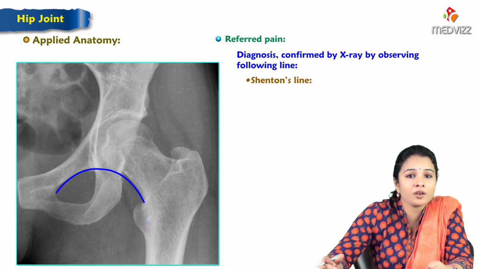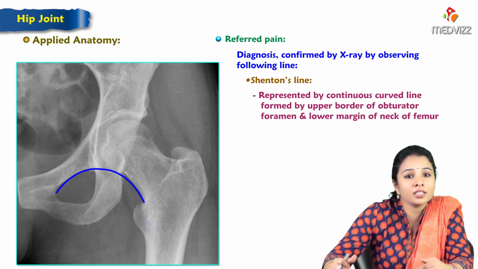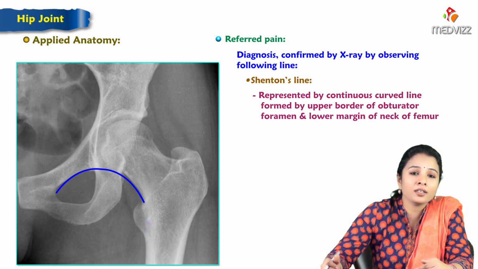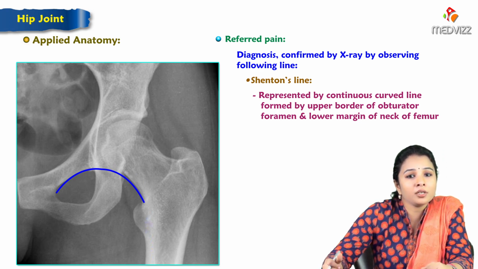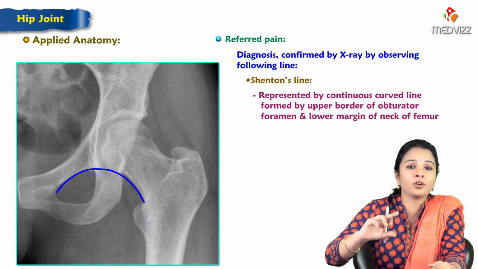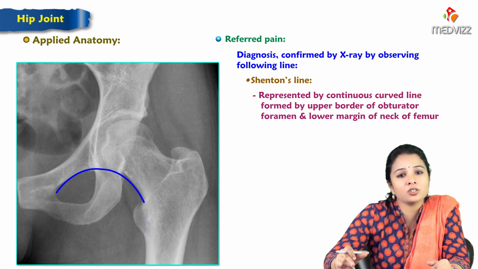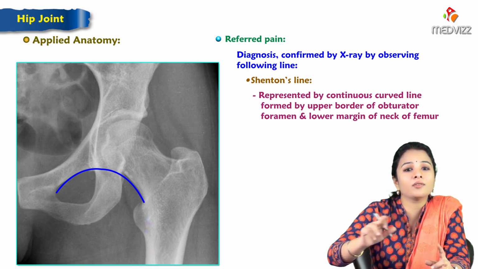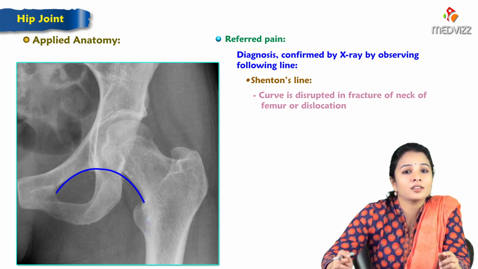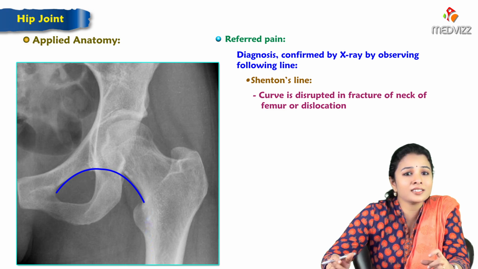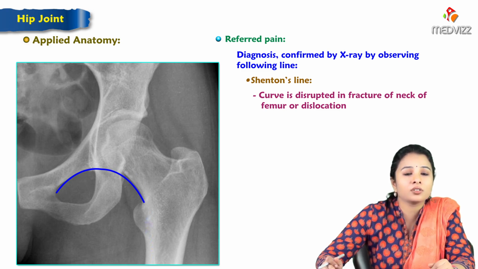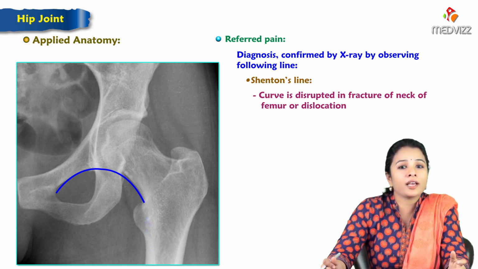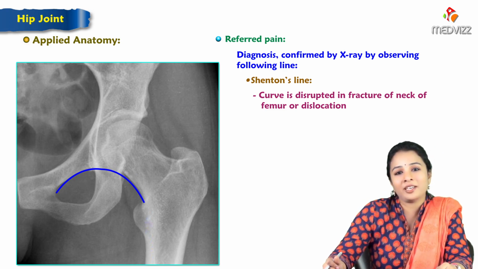Shenton's line in a radiograph of hip joint we can represent by a continuous curve. So all of you observe this. It is just like a continuous curve formed by the upper border of obturator foramen and lower margin of, that is the lower border of neck of the femur. So upper border of obturator foramen and lower margin of the neck of the femur, they are in line, making one curved line which is called Shenton's line. This curve is disrupted. It gets disturbed in the fractured neck of the femur or dislocation of hip joint. So this is all about the applied aspect and normal anatomy of hip joint. Thank you.